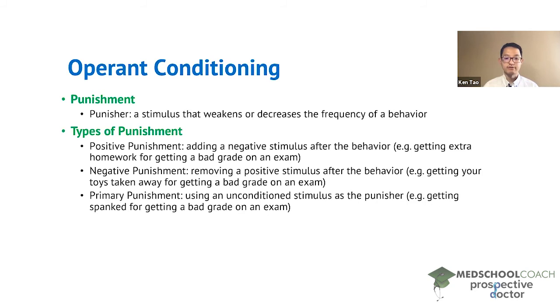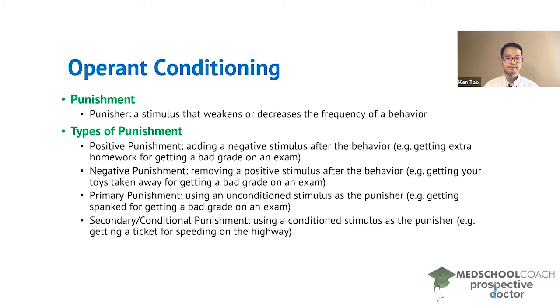Next, we have primary punishment. Here, an unconditioned stimulus is used as the punisher. So as an example, if a student gets a bad grade, they can get spanked. So spanking is pain, and pain is innately negative. This does not have to be learned. It is an unconditioned stimulus.